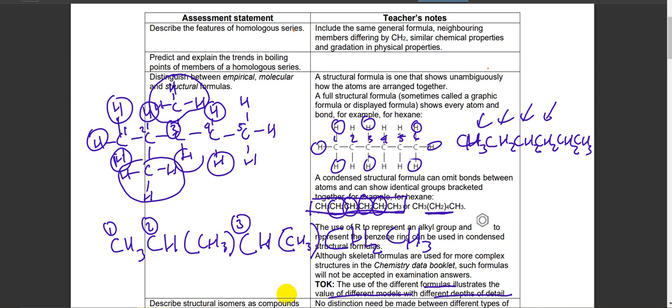That's the empirical formula, molecular formula, structural formula, and condensed structural formula. So you have four things: empirical, molecular, structural, and condensed structural. One other, we call it the skeletal formula. Go ahead and Google what the skeletal formula is.